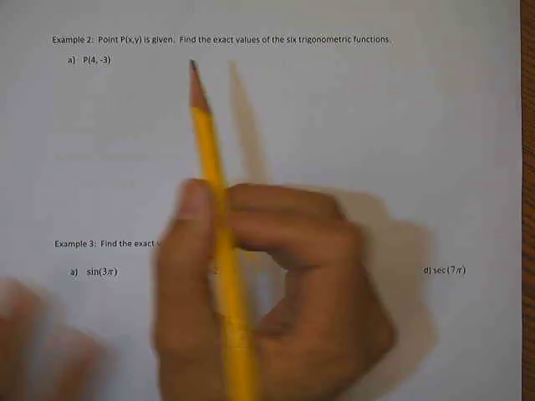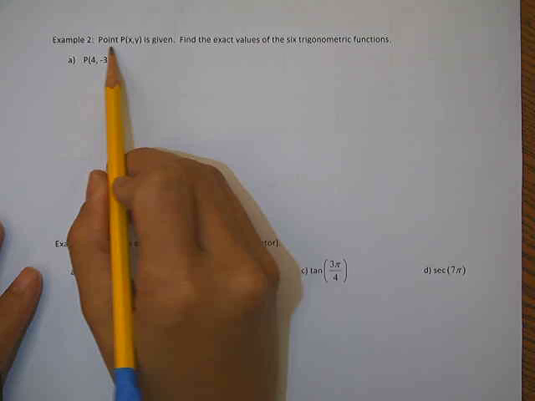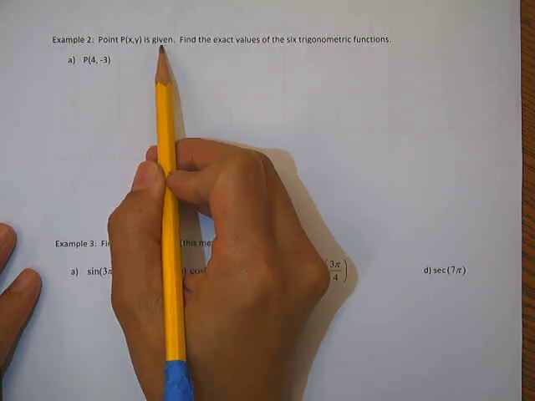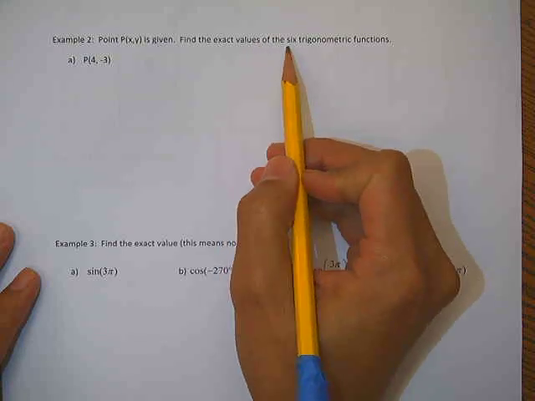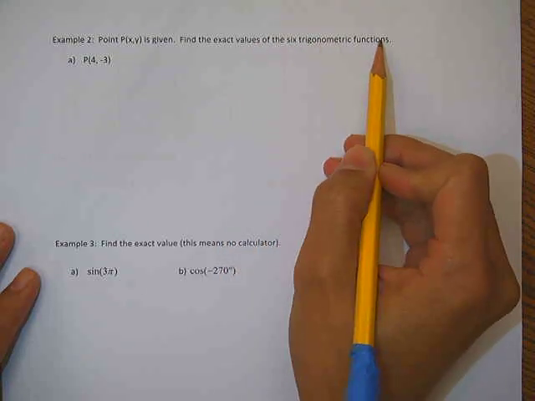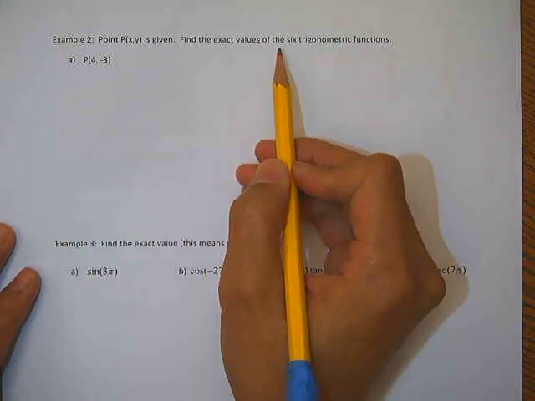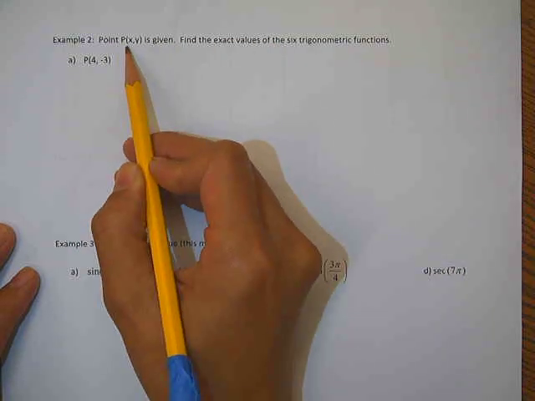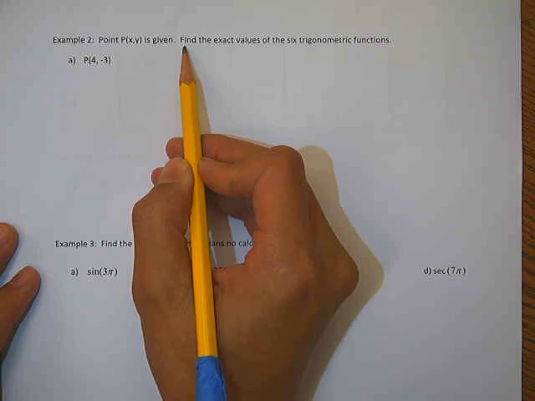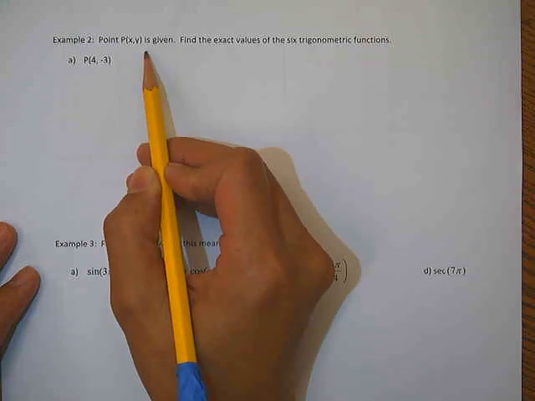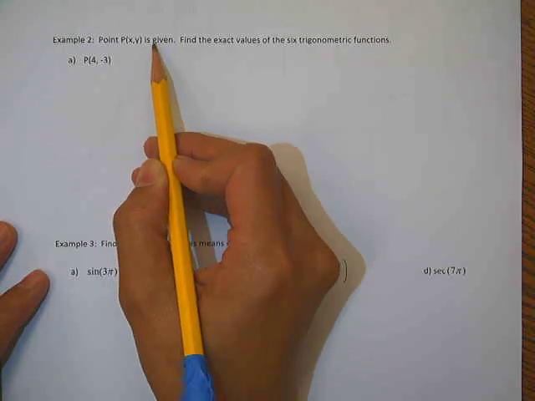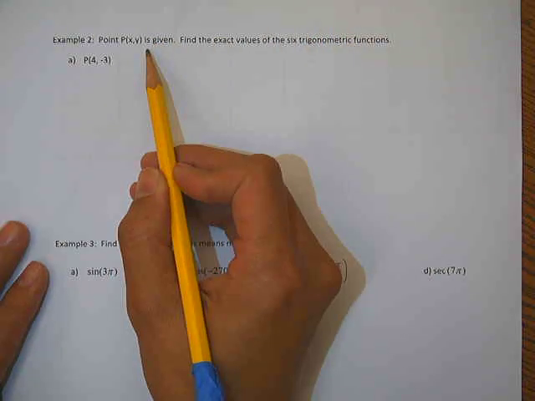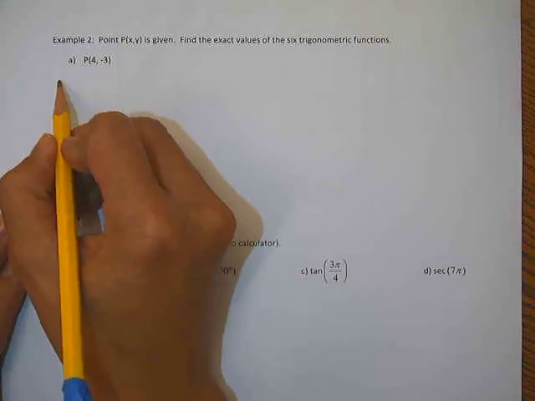Okay. Example 2. Point P has the coordinates (x, y) given. Find exact values of the 6 trigonometric functions. Now let's talk about this direction right here. Did the direction state that point P is on the unit circle? It didn't say that, so you cannot assume that the point is on the unit circle because it didn't say. So what you need to do is sketch it out.